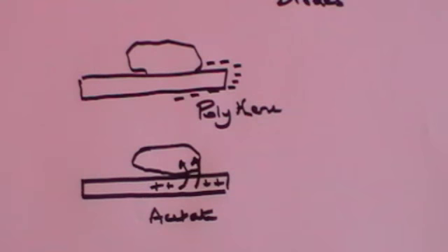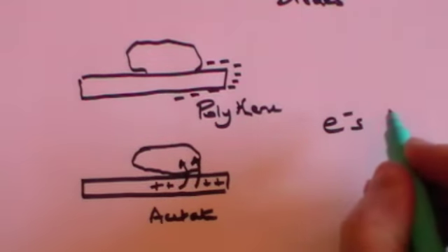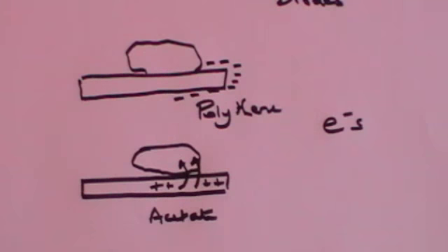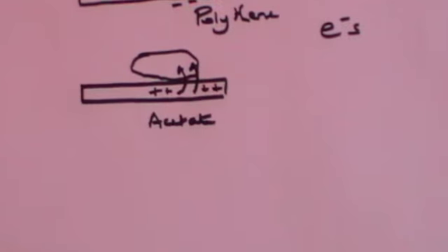Please note, it is always the electrons that move, never the positively charged atoms. So in this case, the electrons are transferred from the duster to the polythene. In this case, the electrons are transferred from the acetate to the duster, leaving behind net positively charged atoms.